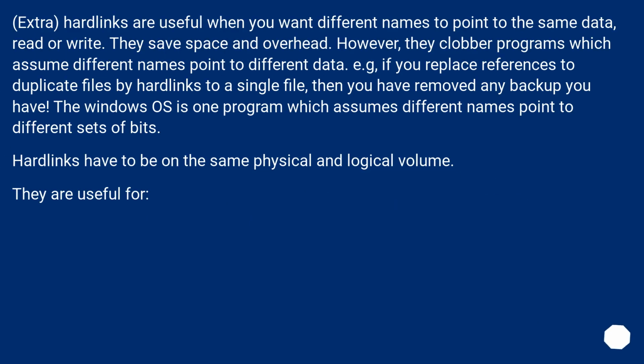Hard links are useful when you want different names to point to the same data, read or write. They save space and overhead. However, they clobber programs which assume different names point to different data. For example, if you replace references to duplicate files by hard links to a single file, then you have removed any backup you have. The Windows OS is one program which assumes different names point to different sets of bits.